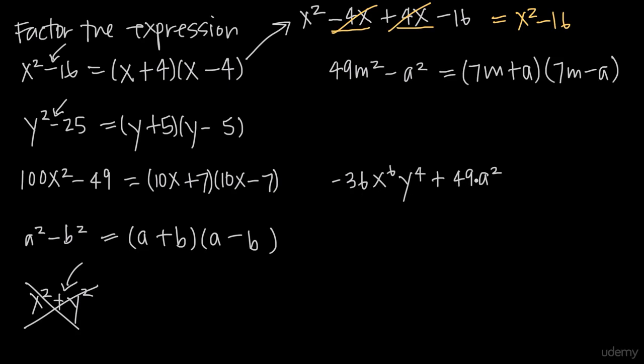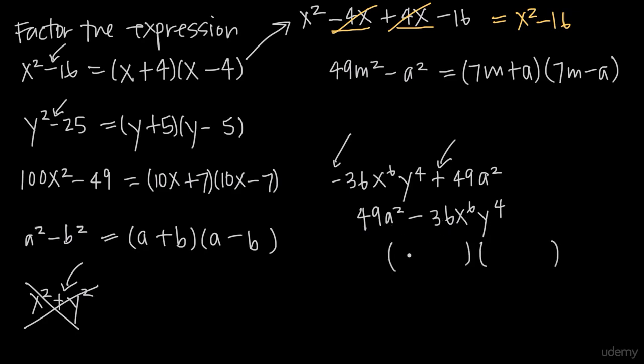And then here we have negative 36x to the 6th power times y to the 4th power plus 49a squared. And you might think that this isn't the difference between two squares because we have an addition sign here in the middle. But notice that we also have a negative sign leading out in front here of this 36, which means that we can flip the order of these terms. This is a positive 49a squared and a negative 36x to the 6th y to the 4th. So what we'll do is call this 49a squared. We kept that positive. And we're going to keep this term negative. And so now we have the difference between two perfect squares.